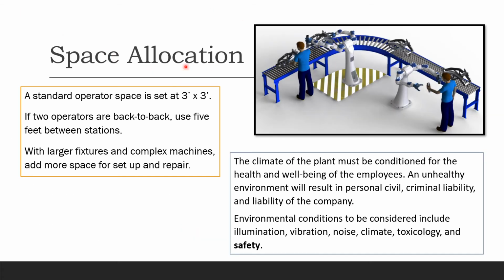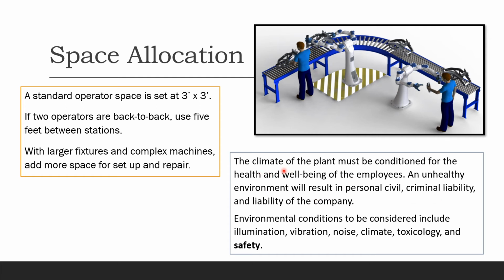So for space allocation at your workstation, we follow 3 feet by 3 feet. So that's your standard operator space. If two operators are back to back, use 5 feet, okay, between the stations. So here we have 2 robots here, so that's 5 feet. Then here side to side, so we're going 3 by 3, okay. So with large fixtures and complex machines, we're going to add more space to set up and repair.